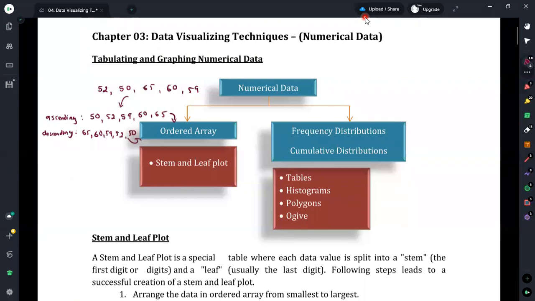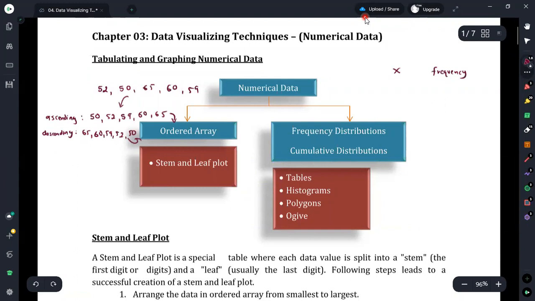Apart from this ordered array of numbers, the next classification that we can have for numerical data is the frequency distributions. To explain simply, we will have some observations as x, and this x value has repeated several times, and we call it f, or the frequency.